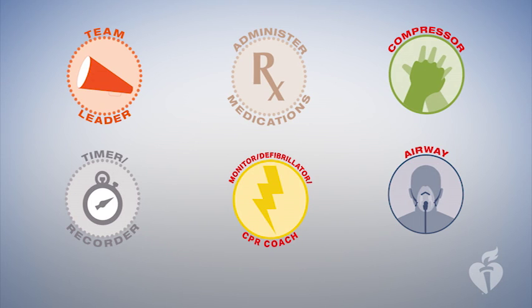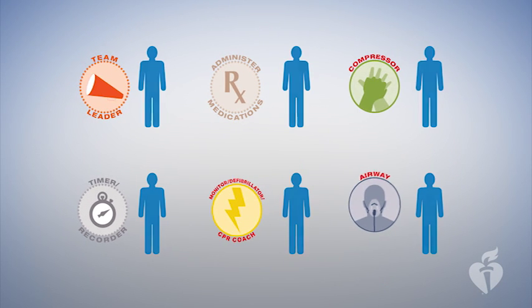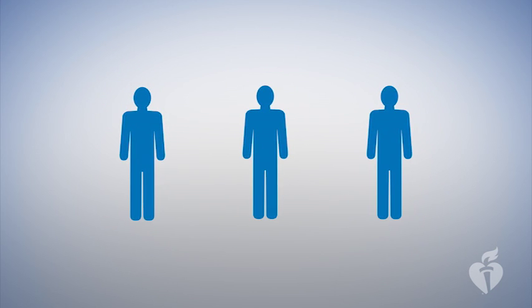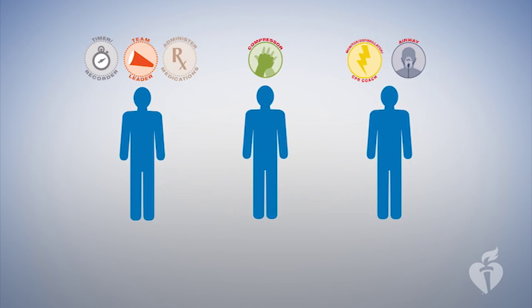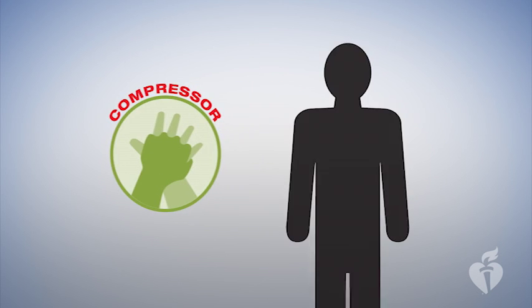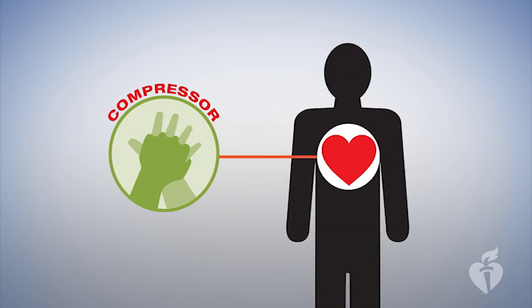Note that some roles are typically performed by advanced providers. If enough rescuers are present, each rescuer takes a role. If the team has fewer than 6 rescuers, some team members may be assigned more than one role. Some roles have a higher priority than others. The compressor assesses the victim and stays next to the victim's chest to perform chest compressions.